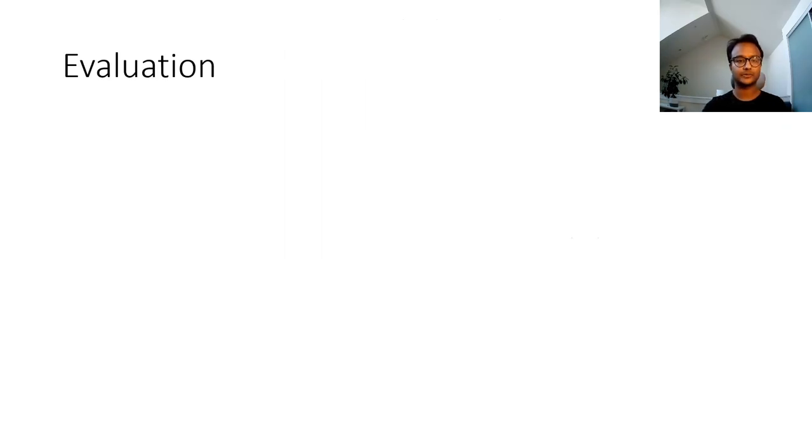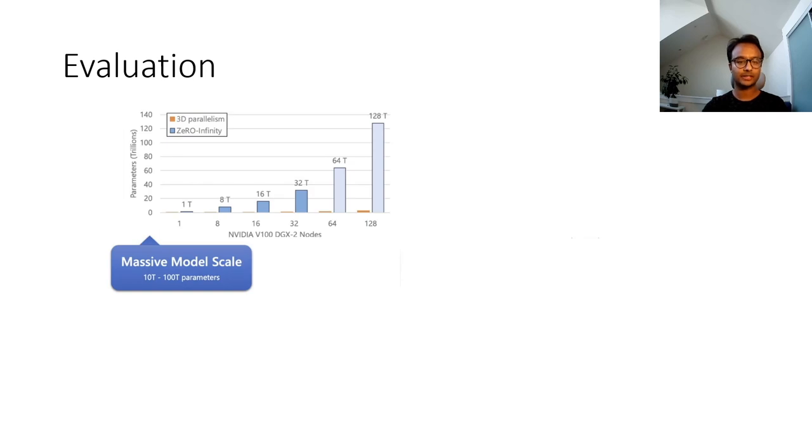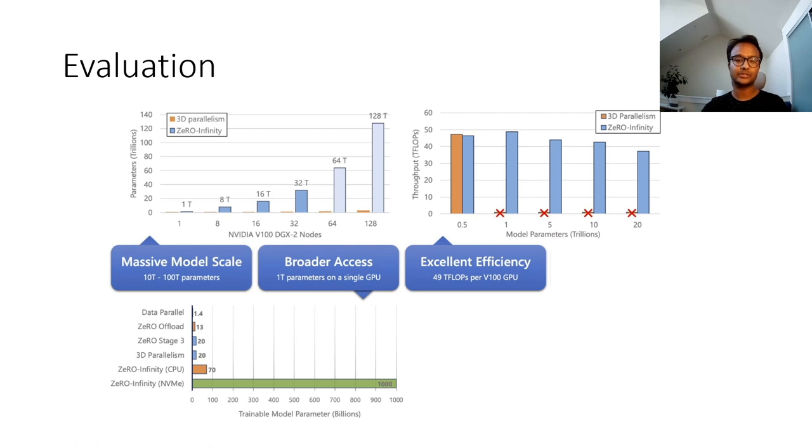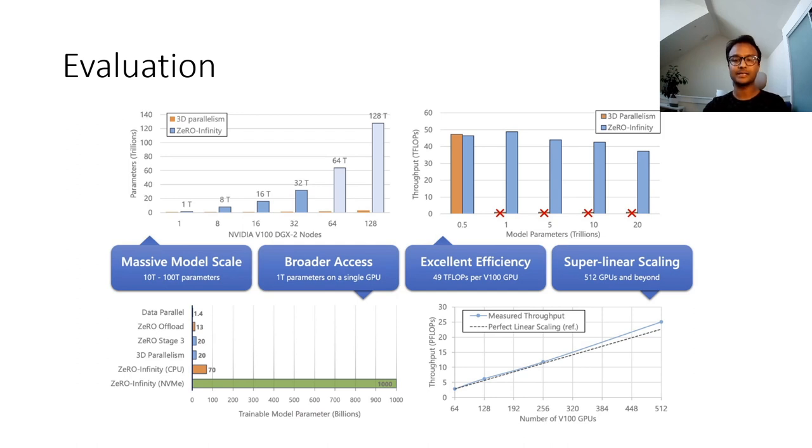Now let's take a look at the evaluation of Zero Infinity. In terms of model scale, it can support models as large as 100 trillion parameters on 128 DGX2 nodes. On a single node, it can support models as large as a trillion parameters. In terms of efficiency, it achieves over 40 teraflops per GPU and is quite comparable to the state-of-the-art 3D parallelism that works just out of GPU memory. And in terms of scaling, it actually achieves superlinear scalability by leveraging the aggregate NVMe to GPU memory, which increases as you increase the number of GPUs.